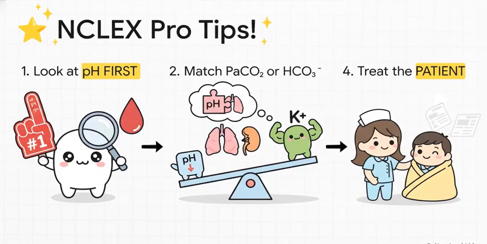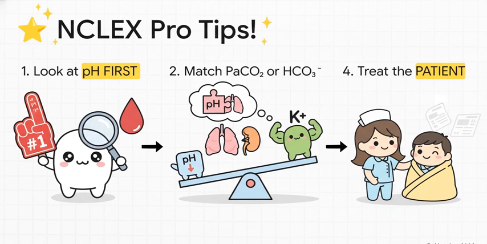Okay, screenshot this, write it down, do whatever you have to do. These are the pro tips that will get you through the NCLEX. Here's your step-by-step process. Step 1, look at the pH. Is it high or low? That tells you if it's acidosis or alkalosis, period. Step 2, find the culprit. Is the PaCO₂ or the HCO₃- the one that's out of whack and matches the pH?